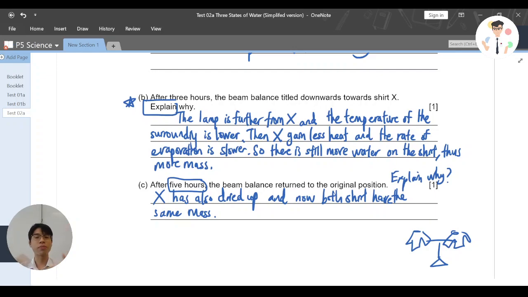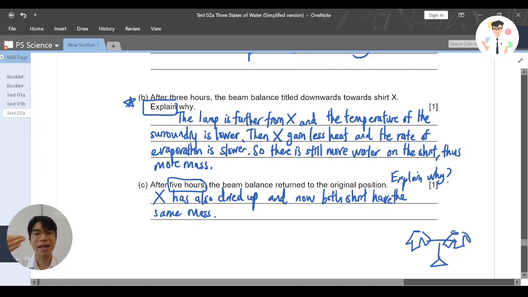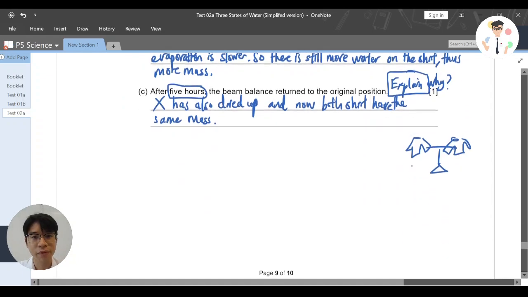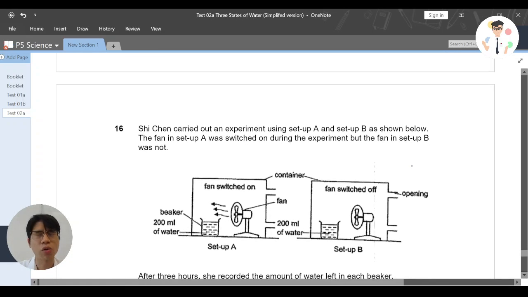So you just mentioned dry up. Yeah, but how does it affect the beam balance? Dry out, that's why the mass are the same. That's why it returns back to the original position. Again, you must explain clearly when there's the word explain. Now, I actually asked you to write down this one, right? Explain. So you must explain clearly. Now, let's go to the next question.